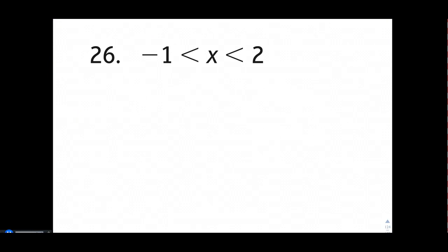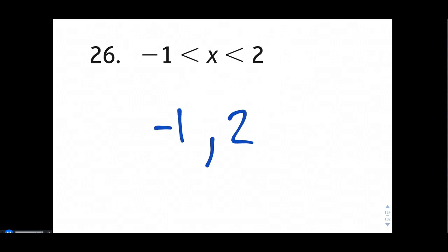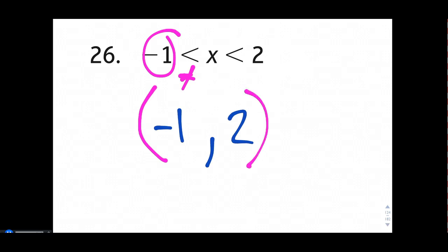Number 26 is going to be different than any of the other problems that we've looked at so far. Why? There's 2 numbers, okay? So what's nice is I know that it goes from -1 to 2. I don't have to figure out my infinities right now. But does the -1 have a parenthesis or a bracket? How do you know it's a parenthesis? Because it's not equal to. It's an open dot. How about the 2? It's also going to get a parenthesis. Why? Because it's not equal to, it's an open dot.